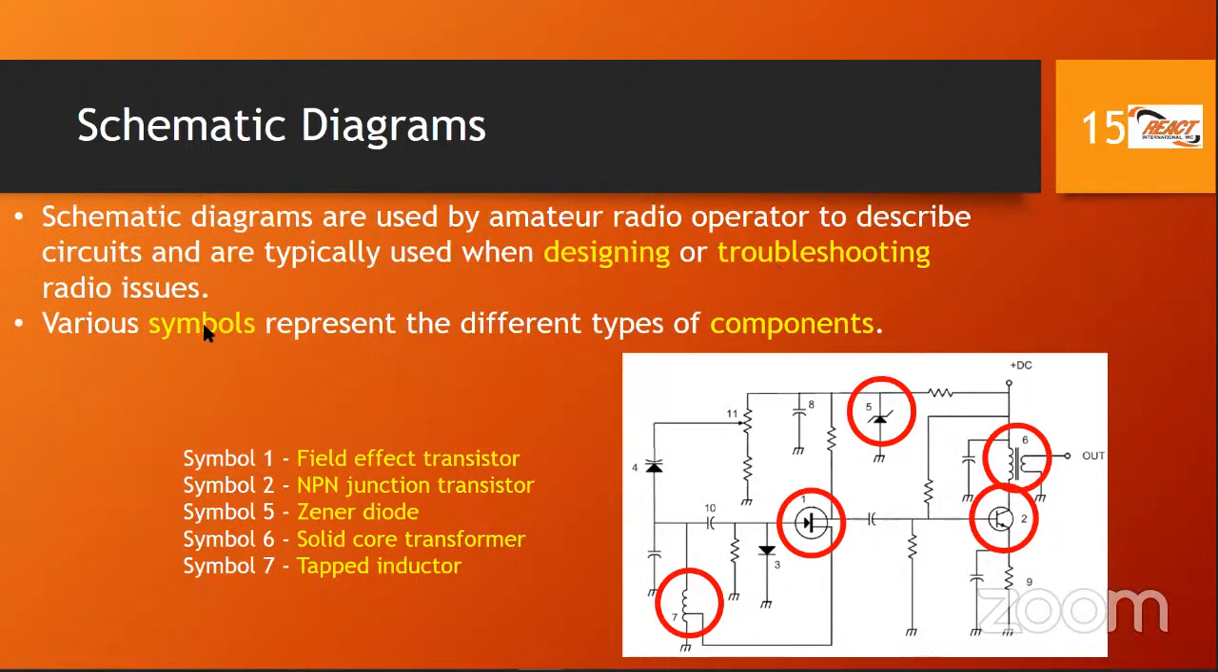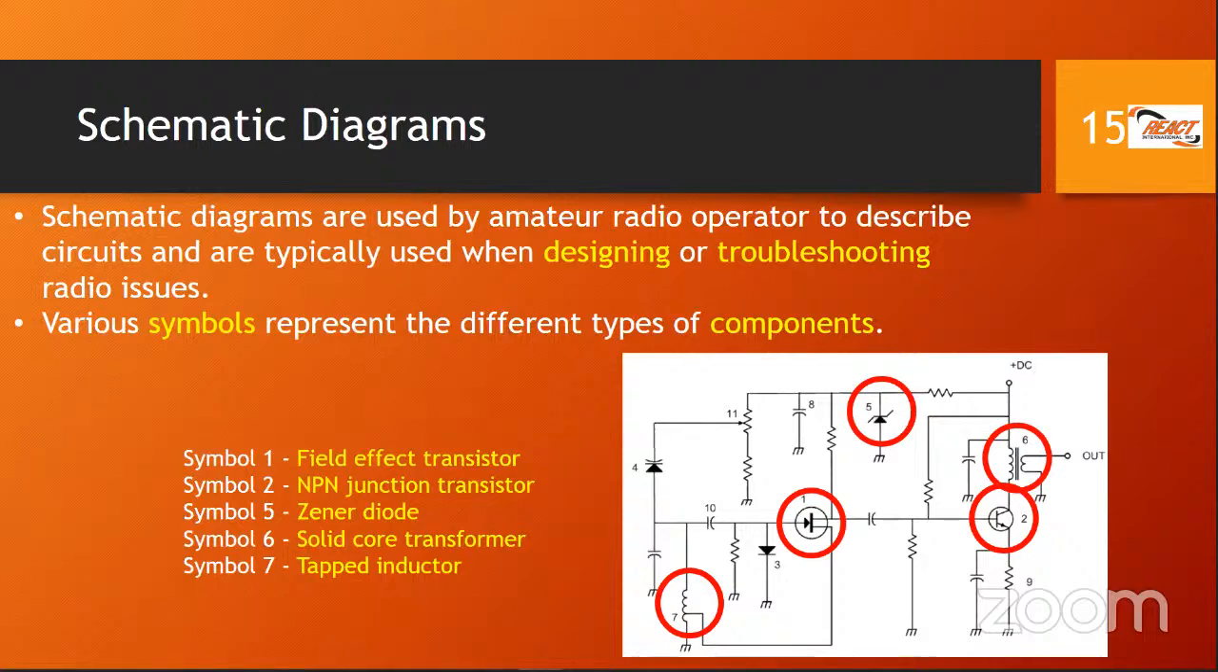And there are various symbols on the schematic diagrams, and each symbol will represent a different component. This is again another slide that brings together a lot of what we have already done at the technician level and what we have discussed quite a bit over the past few sessions in the general class, which is the various components. In your exam, you're going to get asked a question. You'll get a diagram like this, and they'll ask, tell me what is object or symbol number 5, what is symbol number 1, and so on.